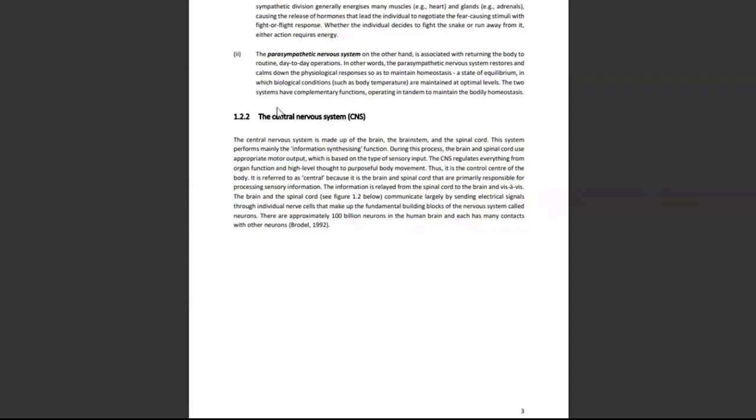These are the key. When they say central, it's the central part of your body. It is referred to as central because it is the brain and the spinal cord that are primarily responsible for processing sensory information. So without your brain, without spinal cord, you die instantly. Without spinal cord, it's difficult for you to process information.